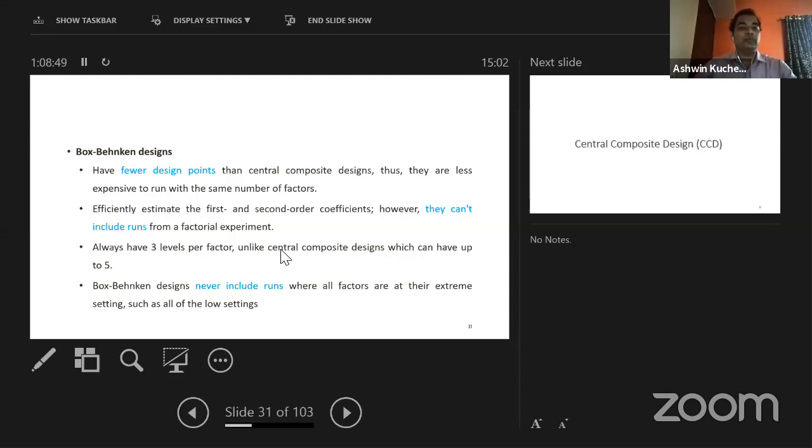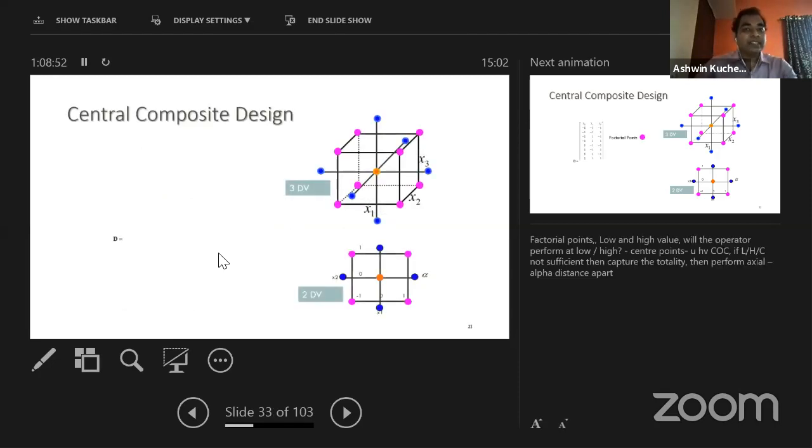Now let's start with what a central composite design is. As I said, a central composite design has some factorial design. Now let us consider two different designs with two different numbers of variables: two design variables and three design variables. This has three factors: x1, x2, x3. This has two factors: x1 and x2. And these are the experimental runs which we get from the central composite design.